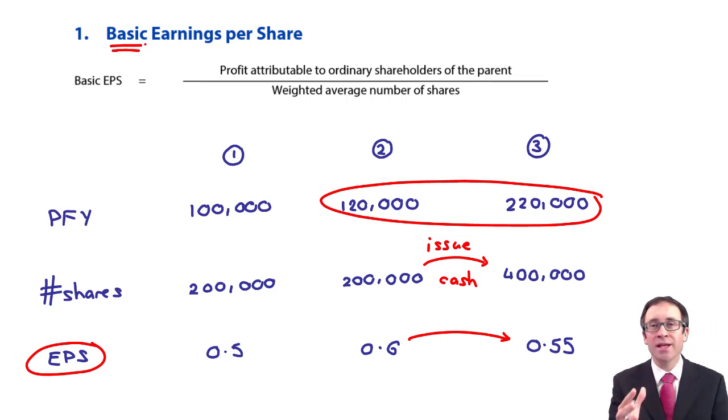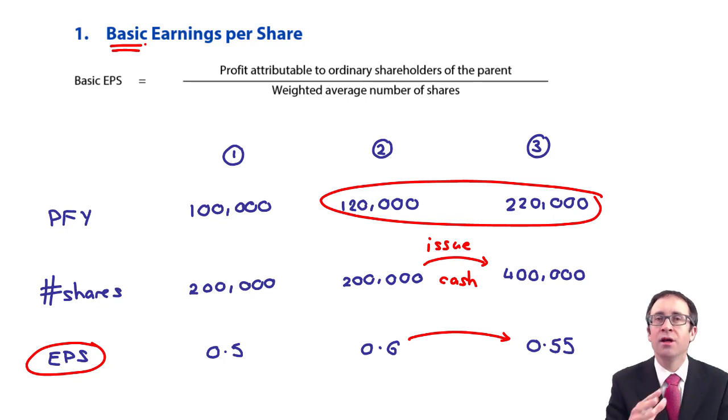Basic EPS just takes account of the earnings that you have made in the current year and the number of shares that are in issue during the current year. It doesn't take account of any future changes in earnings. It doesn't take account of any future changes in shares that might potentially happen, which is what we'll do when we get to diluted earnings per share. Basic EPS takes our profits, our earnings that are made this year, and divides it by a number of shares.